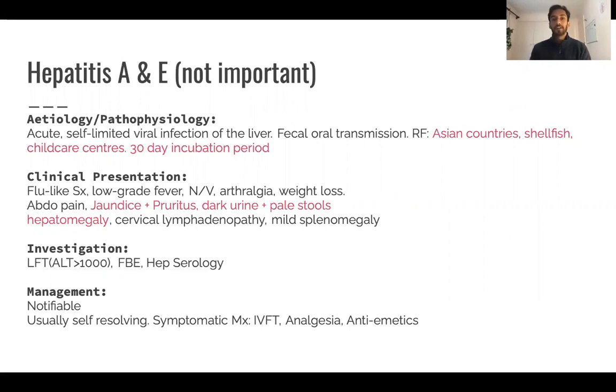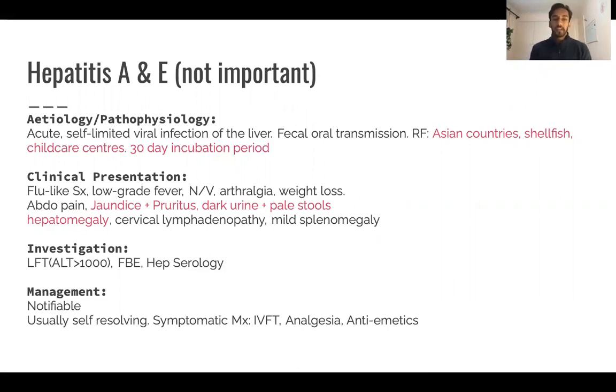And the way to do that is really to keep an eye out for risk factors. So I've highlighted some of the common ones for hepatitis A: people from Asian countries, contact with children. It's mostly a fecal-oral transmission route, which is very different to hepatitis B and C, which are blood-borne. So keep an eye out for those kinds of things.